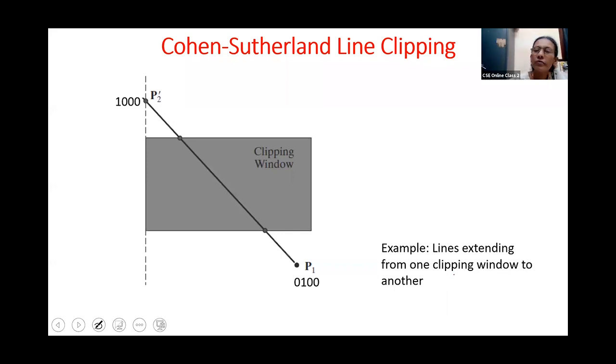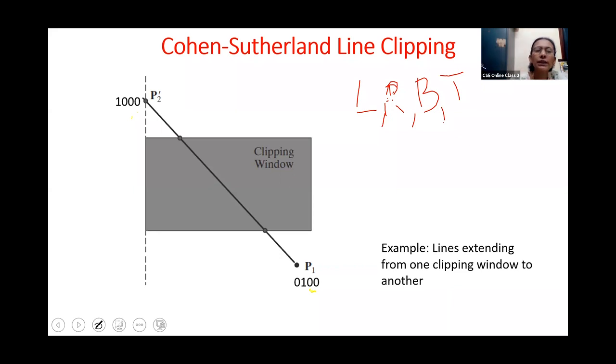I said we are following this order: left boundary, right boundary, bottom boundary, and then the top boundary. Left boundary we have finished. Next, we check the right boundary, the second bit. For P1 it is 0, and for P2 also it is 0. That means both endpoints are within the boundary limits, so we don't do anything.